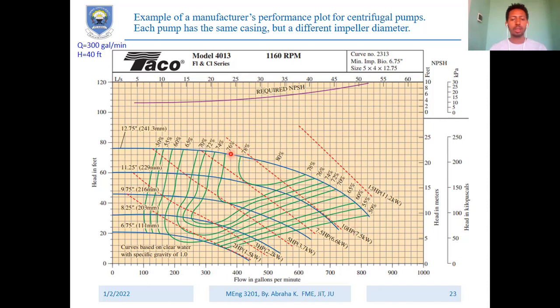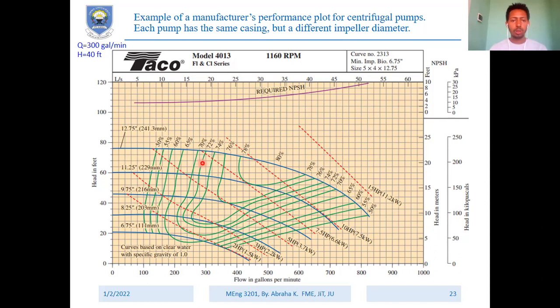Again, we have green curves plotted. These green curves show the efficiency when we use that impeller. The first one, in this case, is 78% efficiency. We can see from end point to end point, it is given by 78%, and when we go to the left side, we can see the efficiency is decreasing.